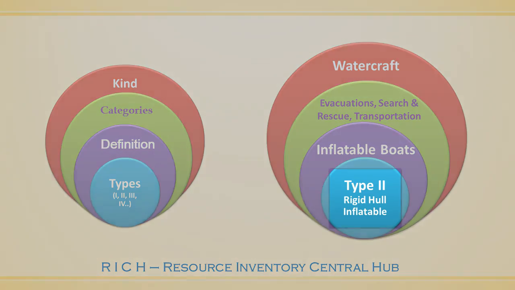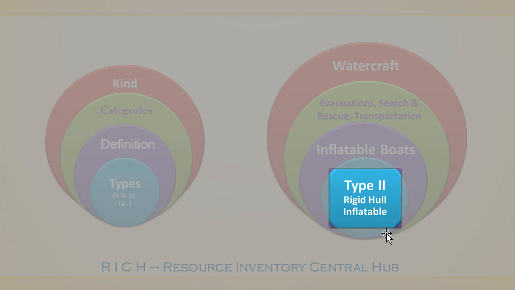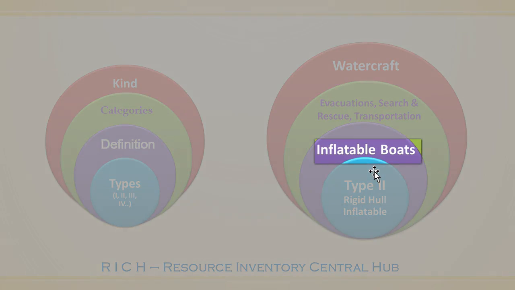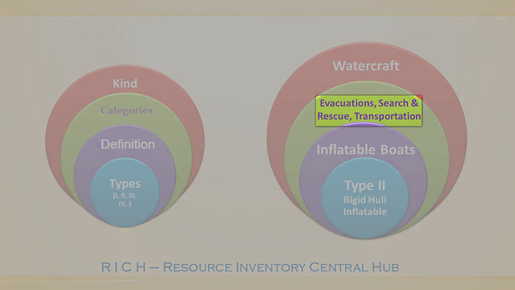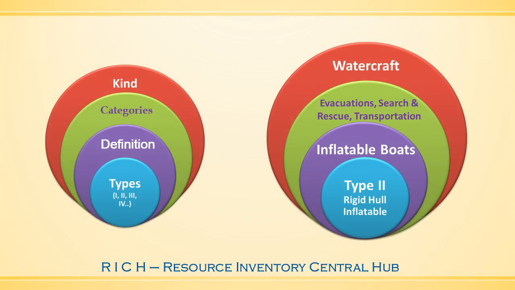Here is an example. Our type is a Type 2 rigid hull inflatable boat. It is a subset of the inflatable boat's definition. It inherits a kind of watercraft and categories of evacuations, search and rescue, and transportation from the resource definition.